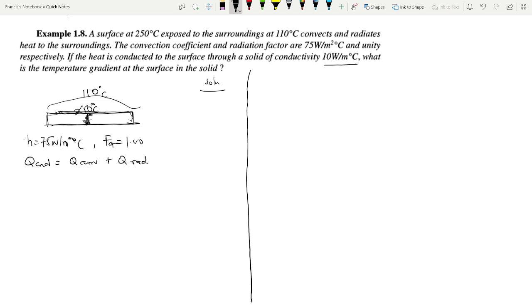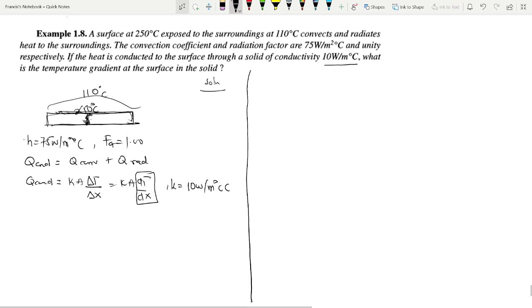Now to find our heat by conduction, we have to use Fourier's law of heat transfer, which is kA change in T over change in X, which is kA dT/dx. Now the question asks us to find our temperature gradient, so this becomes our temperature gradient. And then we have k to be 10 watts per meter degree Celsius. So now 10 multiplying area dT/dx, that is the heat by conduction.